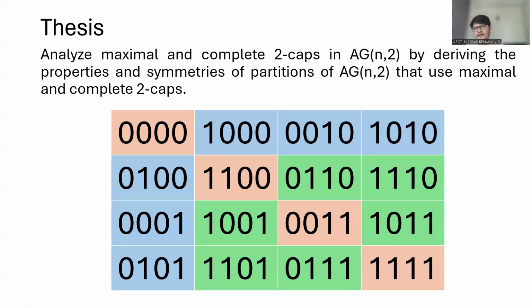Thus, the problem statement for this thesis is to analyze the complete and maximal 2-caps in the affine space AG(n,2) by deriving the properties and symmetries of the partitions of AG(n,2) that use those maximal and complete 2-caps. An example presented here is a partition of AG(4,2) into two caps, the blue set and the green set, both of size 6, and 2-flat. And this structure reveals some interesting properties of the 2-caps.